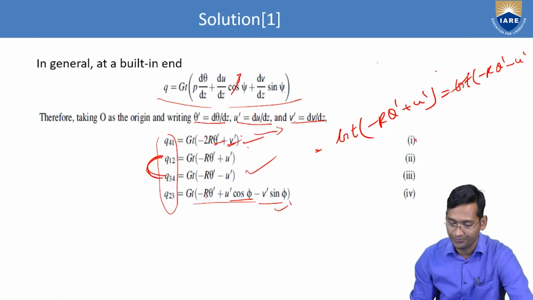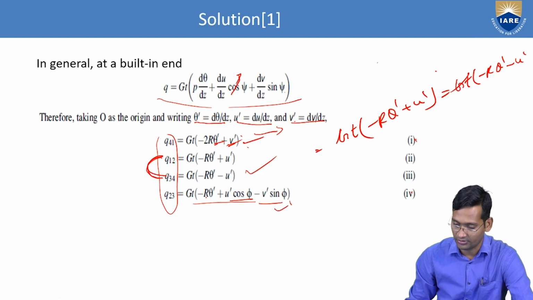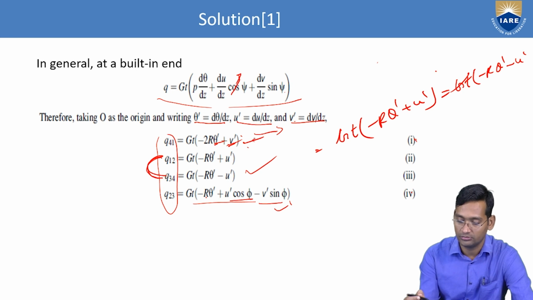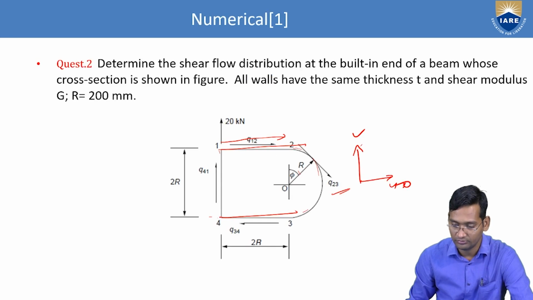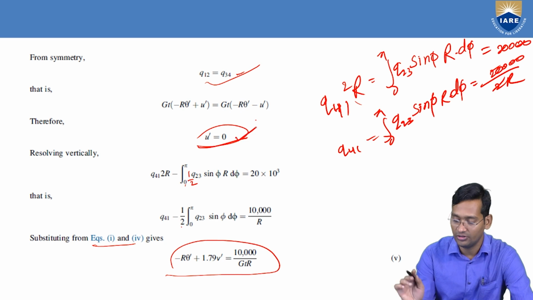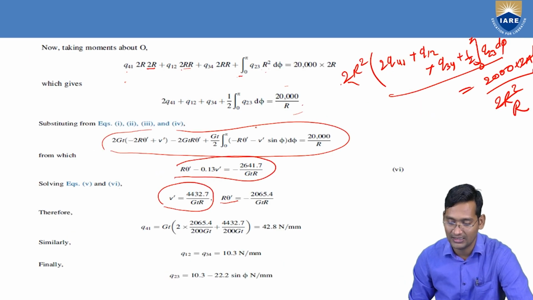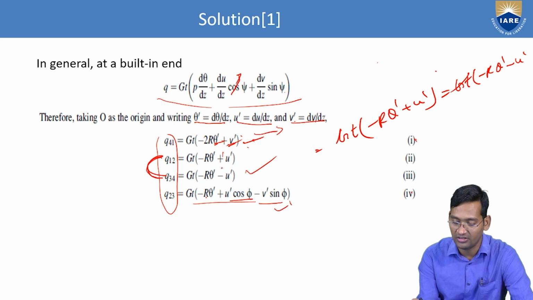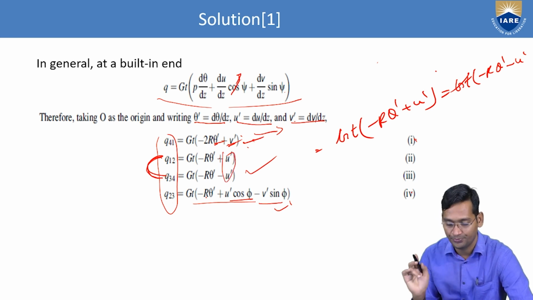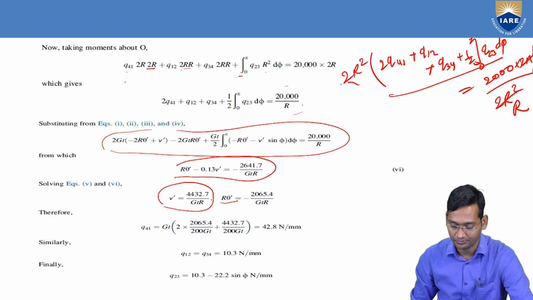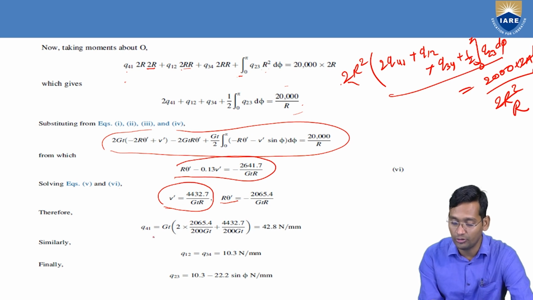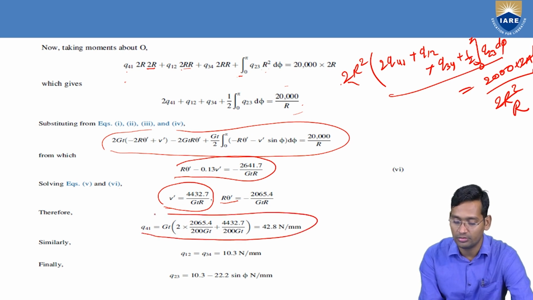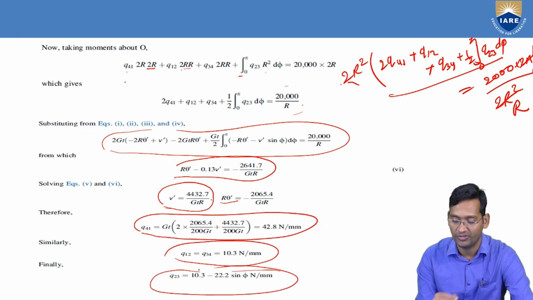So first equation, right? First equation, where is that one? Here. U dash is 0. So in which only U dash is there? See the equation, right? Here, wherever the U dash is there, just write that as 0. Simple. So after substituting the value, Q41, you will get this one. Q12, this one. Q23, this one.